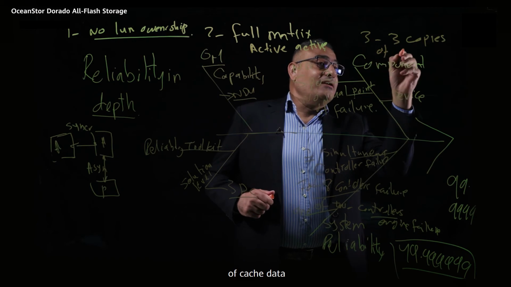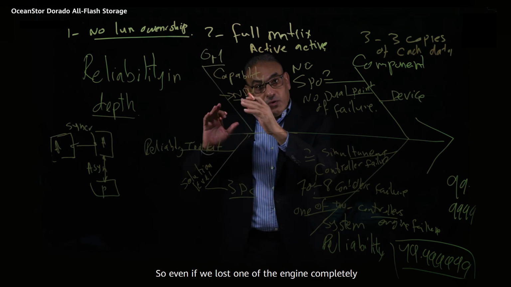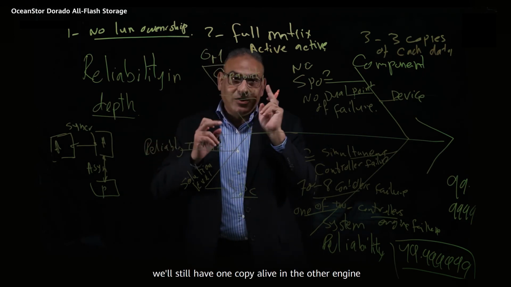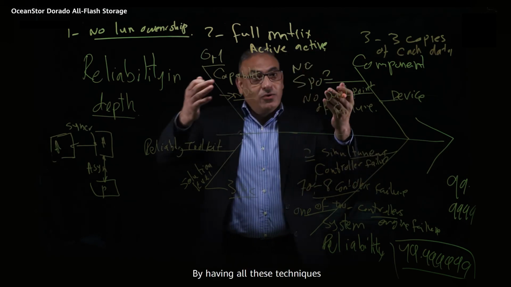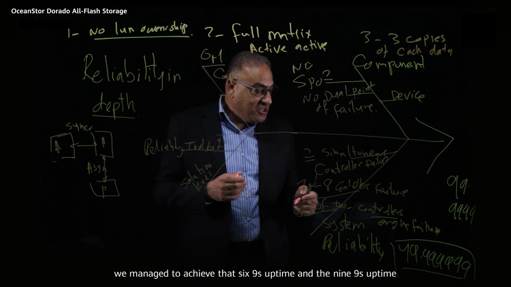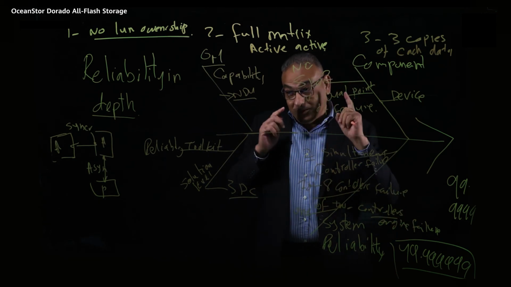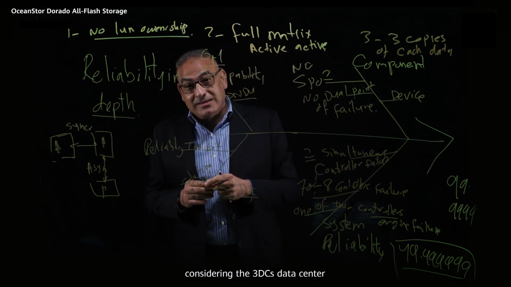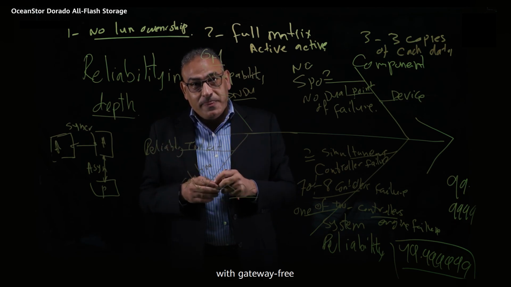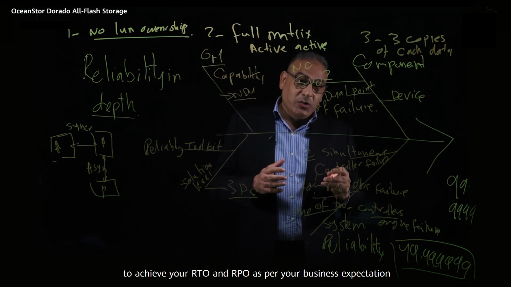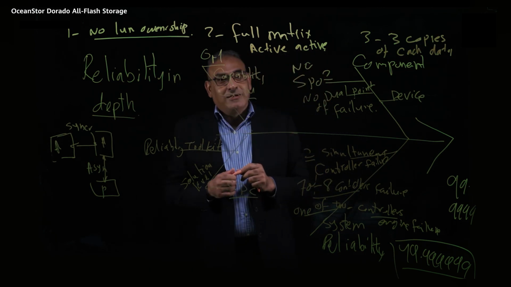of cache data across 2 different engines. So even if we lose one of the engines completely, we still have one copy alive in the other engine. By having all these techniques, we managed to achieve the 6-9 uptime, and the 9-9 uptime when considering the 3 data center, triple data center with the gateway-free, to achieve your RTO and RPO as per your business expectation. Thank you very much.